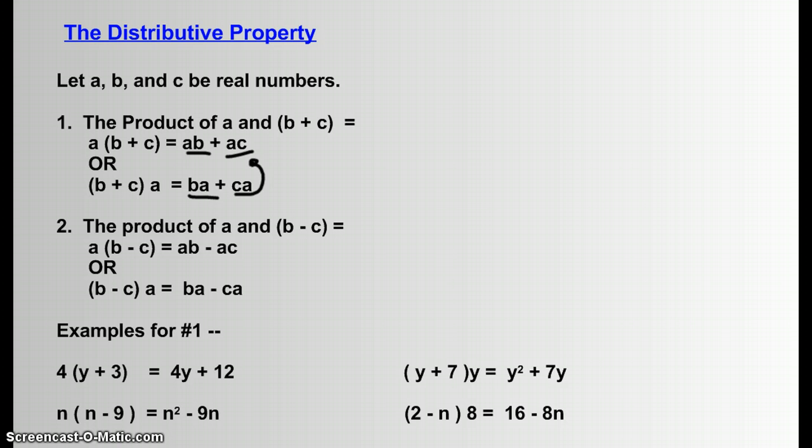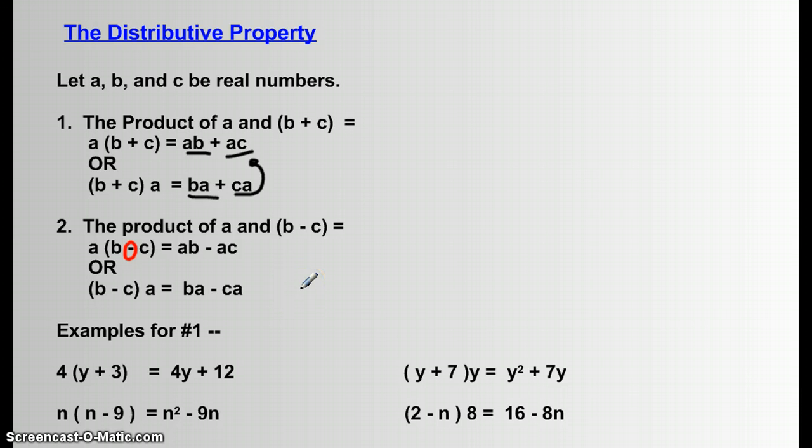So it doesn't matter whether it's CA or AC, you're still getting the same answer. In the next one, the product of A and B minus C, so now we have a negative to deal with. We have A times the quantity B minus C, and that equals AB minus AC. Be very careful of the negative. Right? That negative has to stay with the C. So when you multiply A times the opposite of C, you get minus AC.